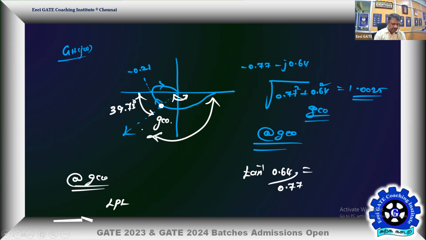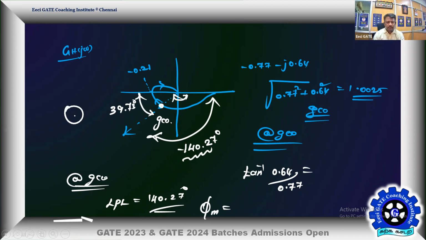That's the loop phase lag we have. So it is minus 140.26, so I can take it as about 140.27 degrees. So this is the loop phase lag. That means the system is absolutely stable. I can have a positive phase margin. How much phase lag I can add means I can add this entire amount. So this is going to become my phase margin.